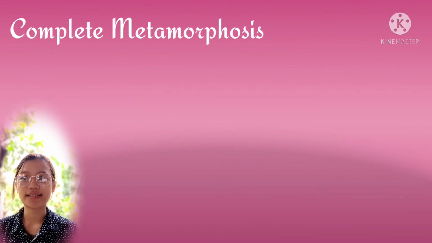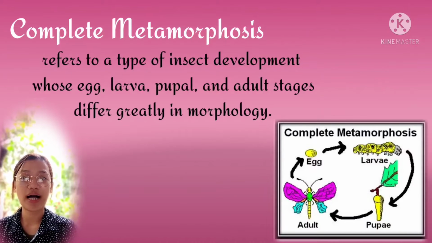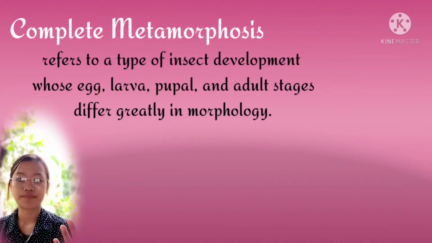Complete metamorphosis refers to a type of insect development whose egg, larva, pupa, and adult stages differ greatly in morphology. It consists of 4 stages, which are egg, larva, pupa, and adult.